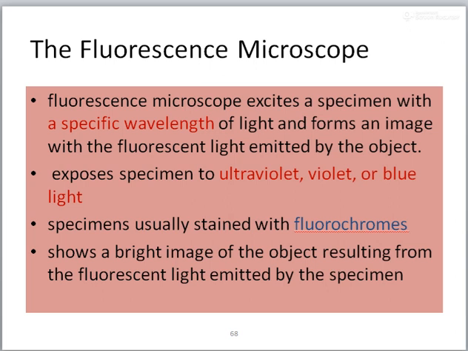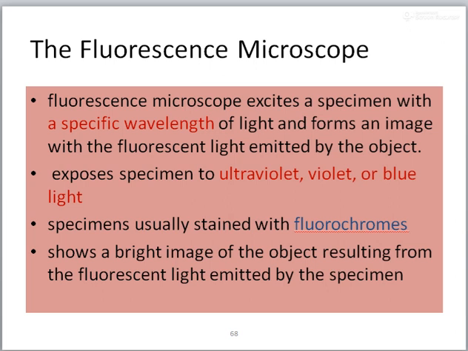And what does it mean? First, you take the specimen, you coat it with a fluorochrome, and after coating it with a fluorochrome, you will expose the specimen or excite the specimen with a specific wavelength of light. And what is the exposing wavelength that you use? You can use either ultraviolet, violet, or a blue color light, depending upon what fluorochrome you are using.